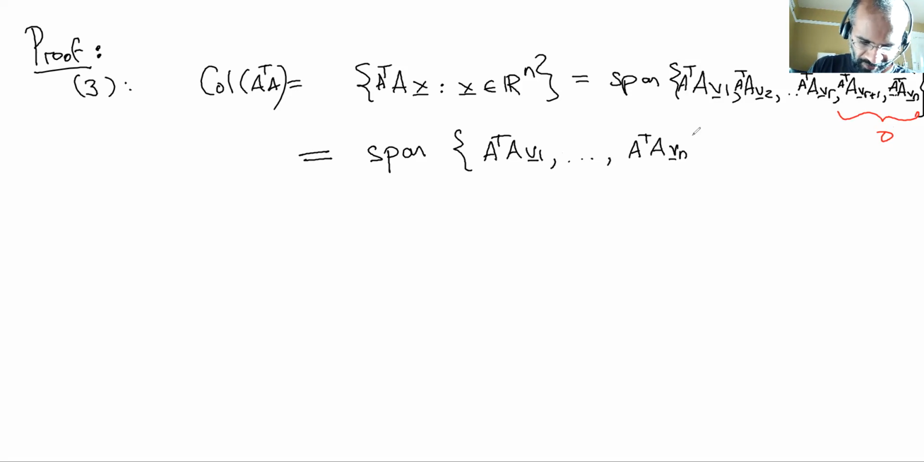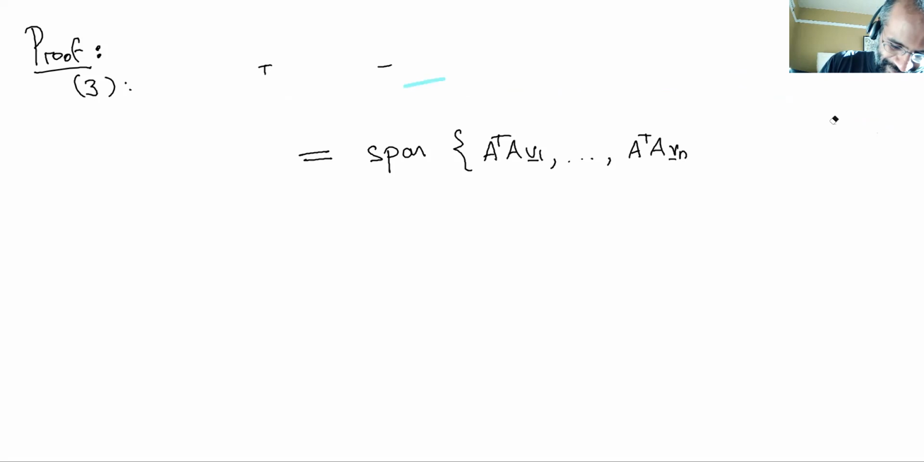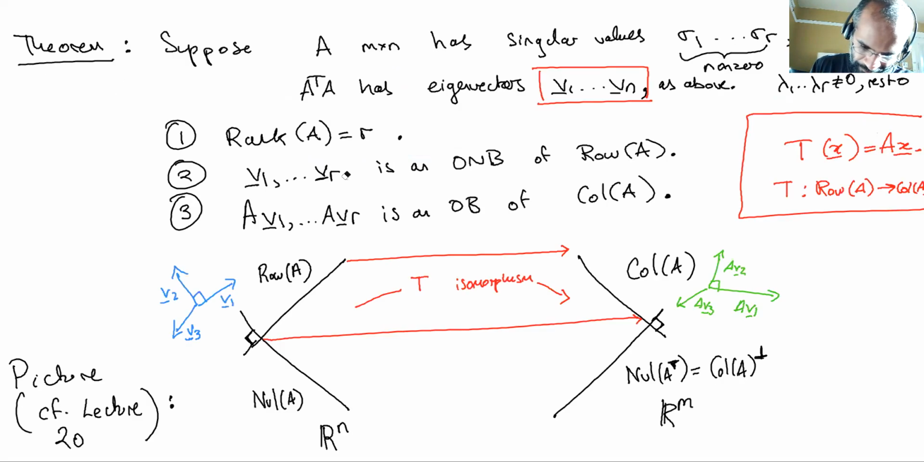Oh, I'm sorry. Okay, I really messed this up. Let me do it again. What I wrote didn't even make sense. So the column space of A transpose A is not the same thing as the column space of A, right? Okay.